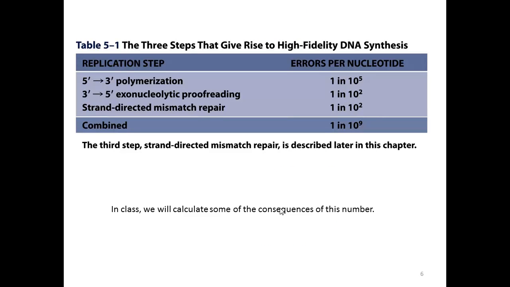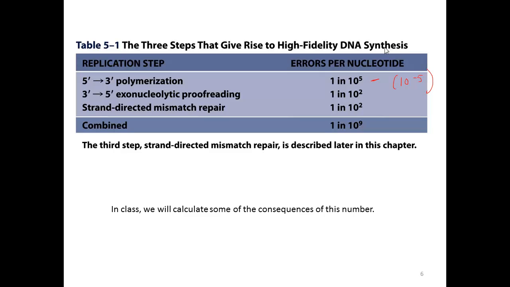This slide quantifies how often errors are made during various steps of the replication process and what the overall fidelity is. You can see up at the top that only 1 time in 10 to the 5th base pairs is an incorrect base included. Just to be clear, since sometimes people get confused, that is a 10 to the -5th error rate.